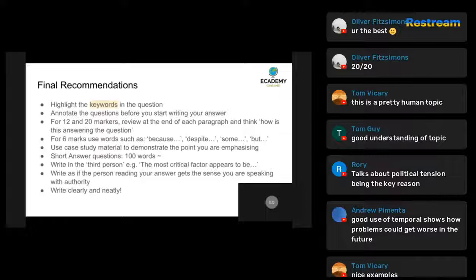Okay, short answer questions, typically about 100 words, no more than that. It's about a paragraph, just a little bit over. Write in third person, for example, the most critical factor appears to be. Do not start your answers with, I completely agree, I think this is the correct thing, or I completely disagree.